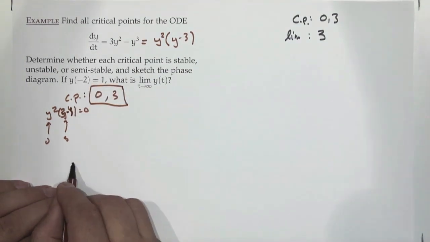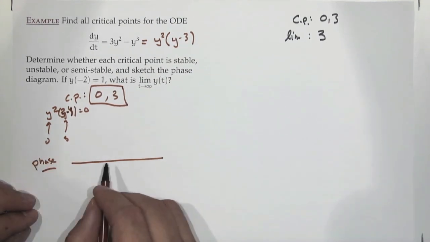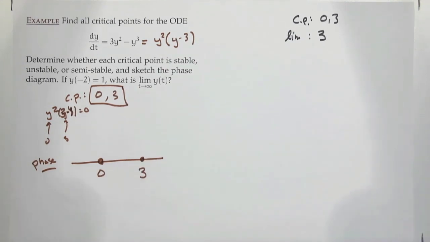Okay. Phase diagram. Mark the 0, mark the 3. Okay. So, if you plug in a number bigger than 3, what's happening?